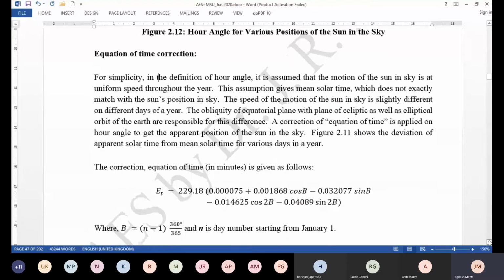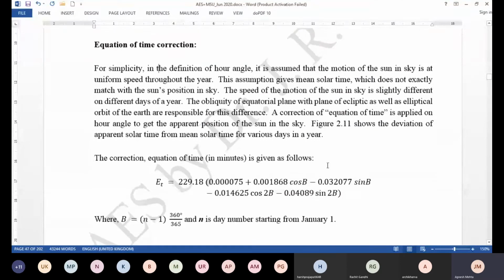Now, as we know, the local time and the standard time are different. Fortunately, in India we have only one national standard time, but in some large countries like the USA and Russia, they have multiple time zones.